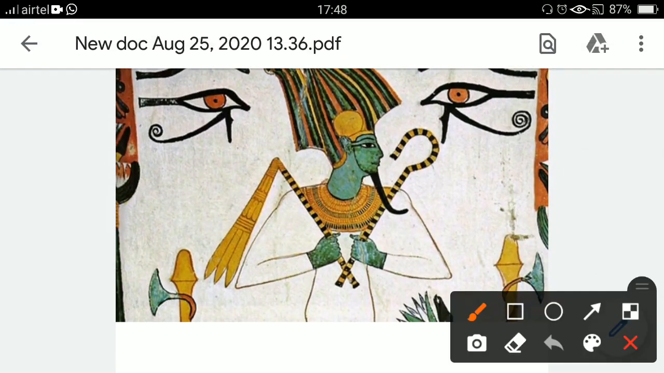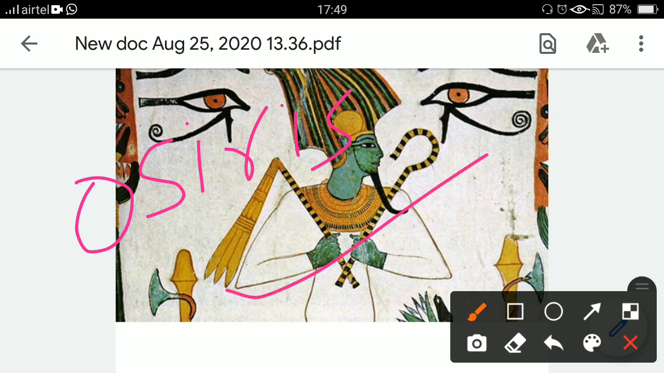This is the picture of Osiris, the god of afterlife. The people believed that there is a god who takes care or who watches over their pharaohs or kings or queens after their life, means after their death. So this is the god of afterlife who watches over the dead people.